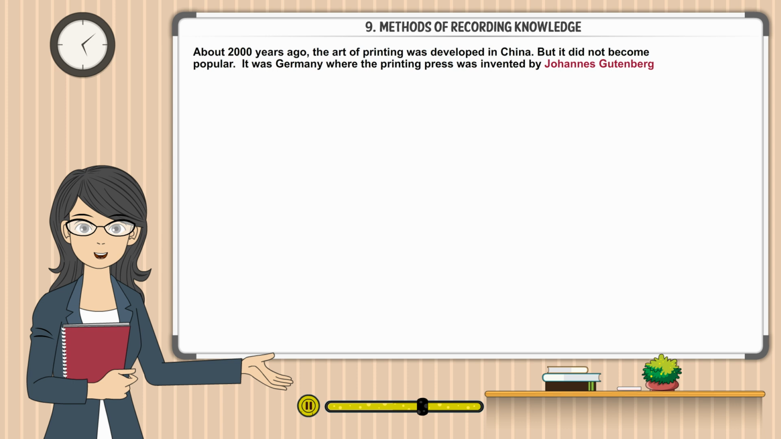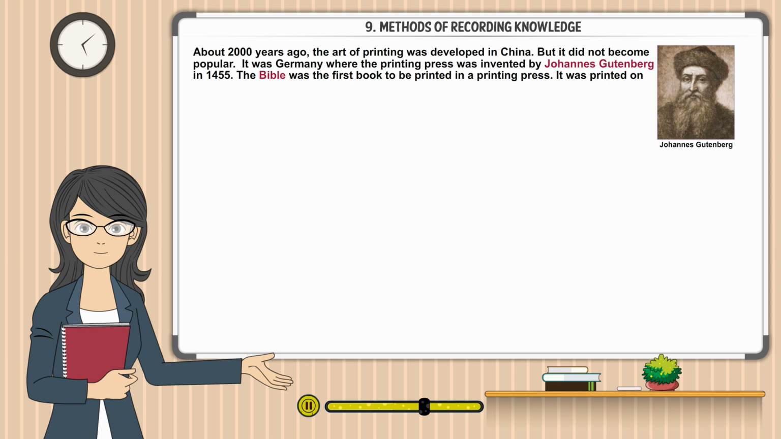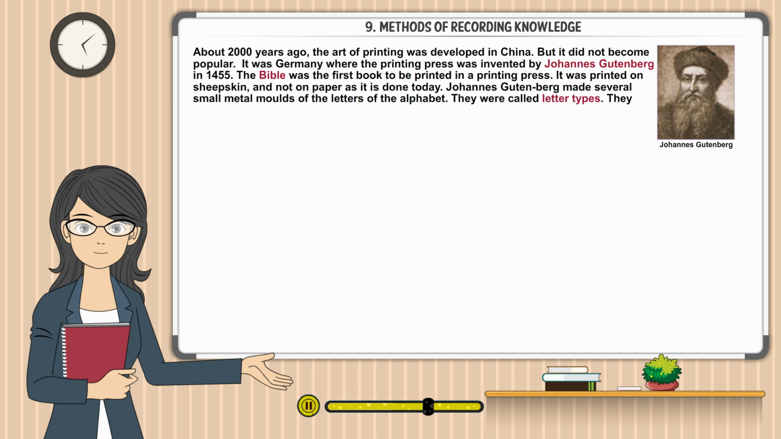It was Germany where the printing press was invented by Johannes Gutenberg in 1455. The Bible was the first book to be printed in a printing press. It was printed on sheepskin and not on paper as it is done today. Johannes Gutenberg made several small metal molds of the letters of the alphabet. They were called letter types. They could be arranged to make words, lines, and paragraphs, and then pages.